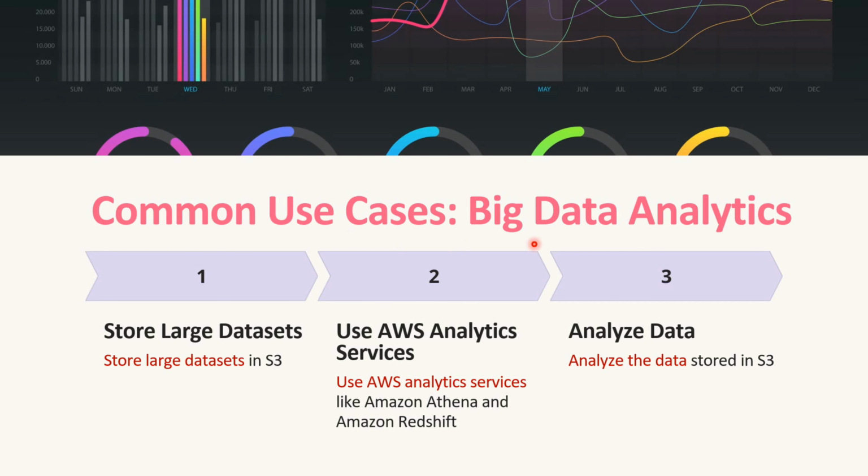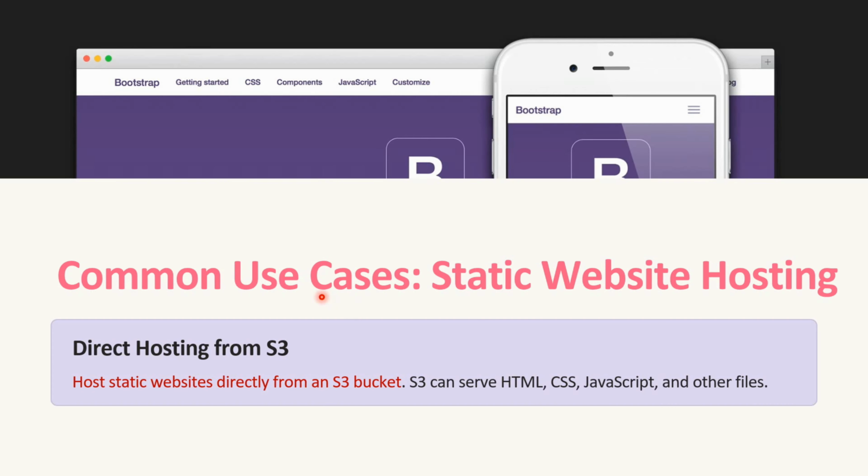Next use case is big data analytics. We can store large data sets in S3, and we can use AWS analytics services like Amazon Athena and Amazon Redshift to analyze the data stored in S3. Next use case is static website hosting. We can host static websites directly from an S3 bucket. S3 can serve HTML, CSS, JavaScript, and other files.